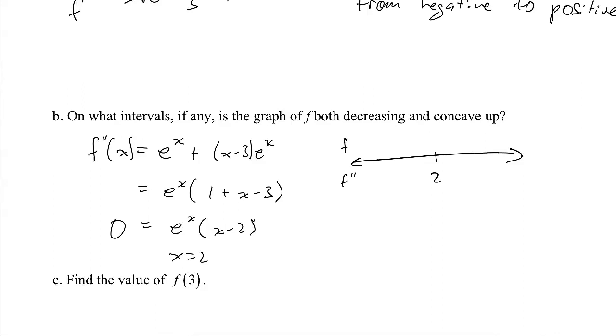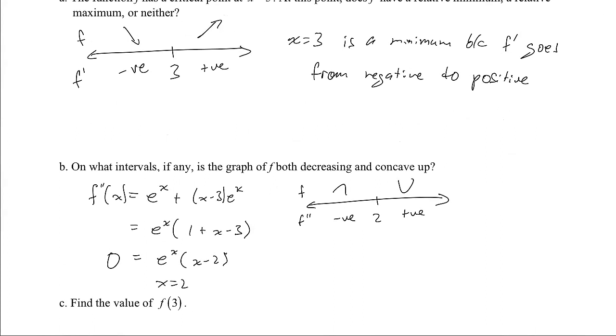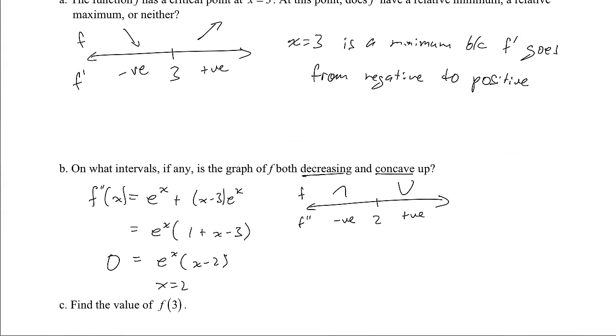If I plug in 1, then 1 minus 2 is negative, so this is negative, which means I'm concave down. Bigger than 2 will be positive, which means I'm concave up. Whoa, that's ugly. Concave up, that's a little bit better. So I'm concave up from 2 on, and I'm decreasing from 0 to 3.